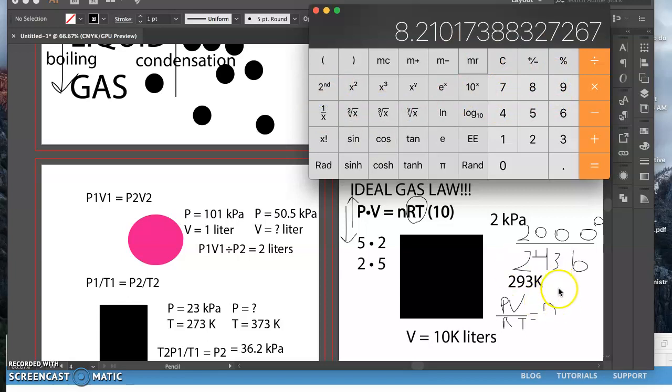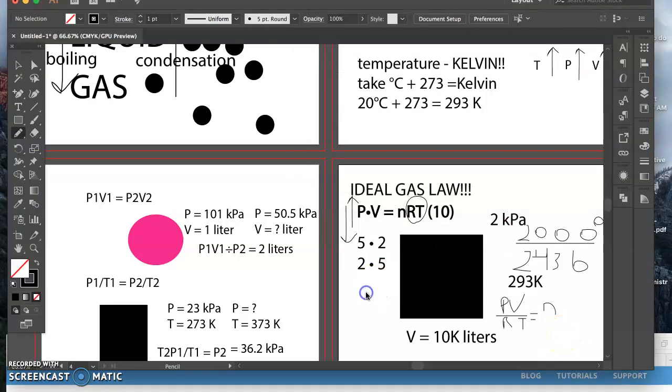So our answer is 8.2, and that makes sense. We have 20,000 over 2.5. 2.5 goes into 20 about 8 times. So our answer would be 8.21 moles. 8.21 moles. Let's write that down.